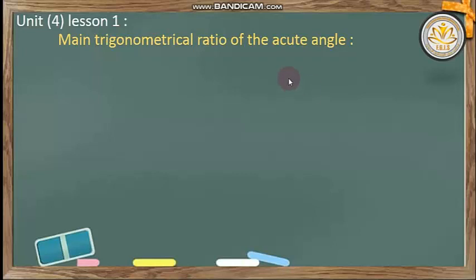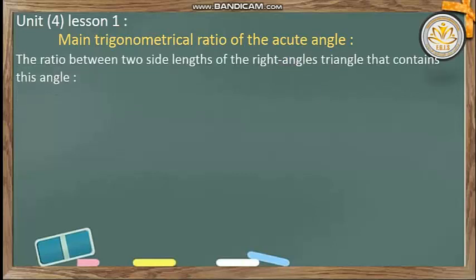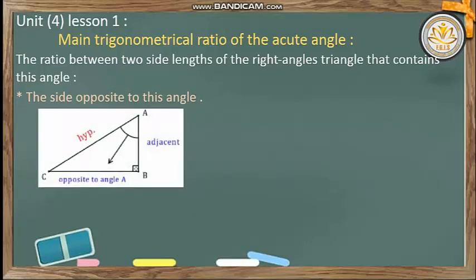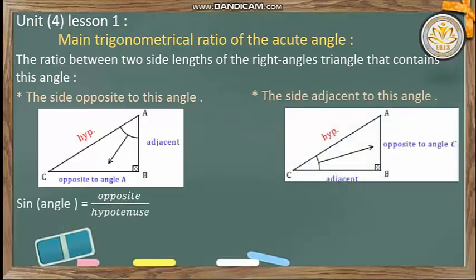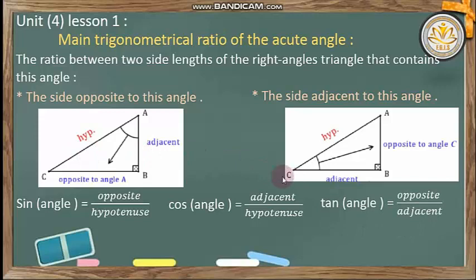Main trigonometrical ratios of the acute angle. The ratio between two side lengths of the right angle triangle that contains these angles: the side opposite to this angle, the side adjacent to this angle. So we have sine of the angle equals opposite over hypotenuse. Cosine of the angle equals adjacent over hypotenuse. Tan of the angle equals opposite over adjacent.